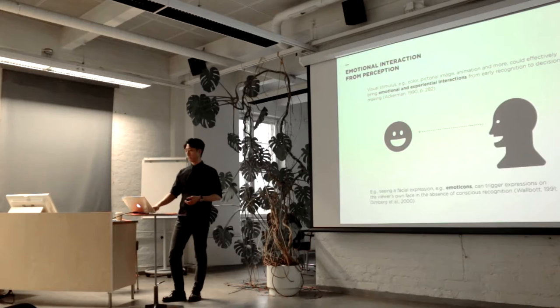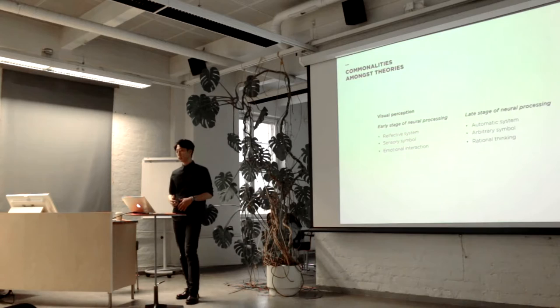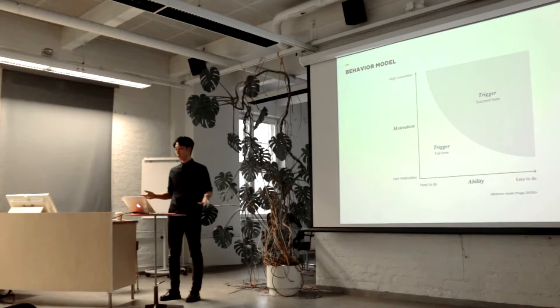By comparing those theories together, we could see some commonalities. Visual perception, the reflective system, sensory symbols, and emotional interaction are basically stimulating the early stage of neural processing. In the case of the automatic system, arbitrary symbols, and rational thinking, they are more likely related to the late stage of neural processing. And then let's check out briefly how our behavior happens.